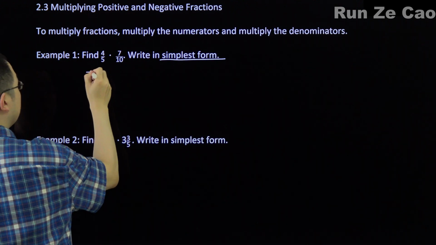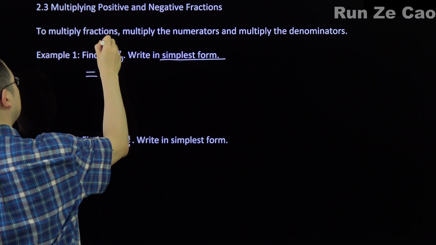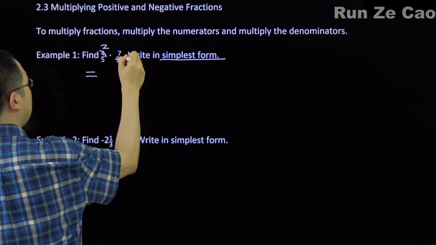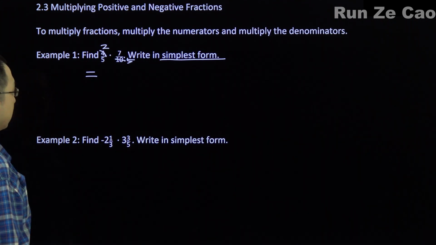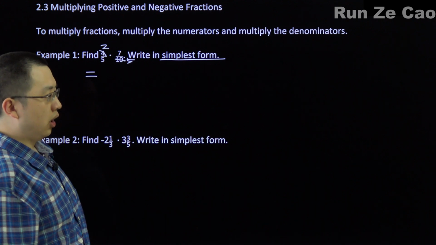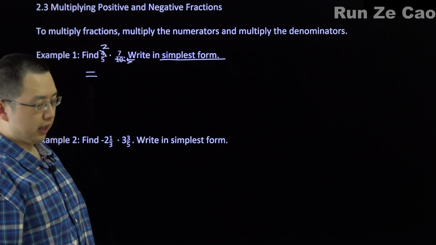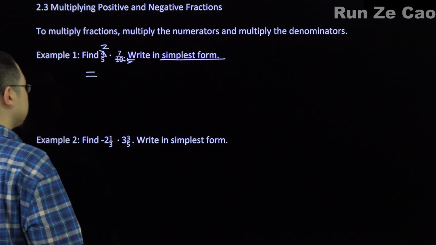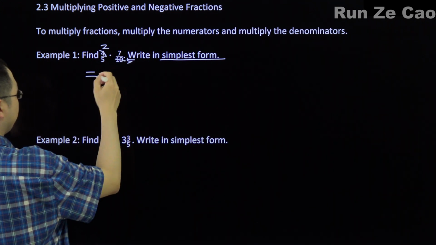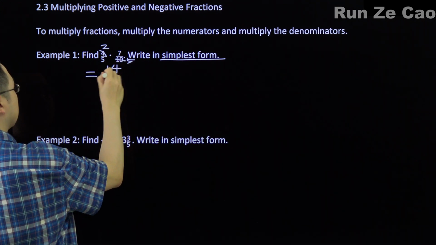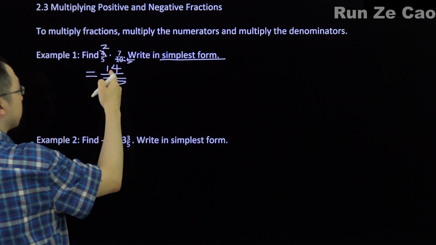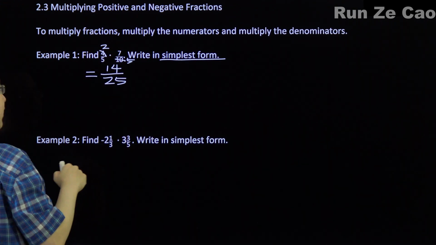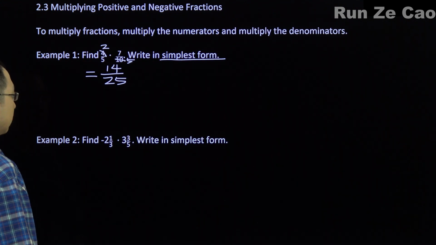That means that we should cancel out common factors between the numerators and denominators before we actually multiply. This way we can avoid having any common factors that we need to cancel out afterward. 2 times 7 on top, so that's 14, and 5 times 5 on the bottom, so that's 25.